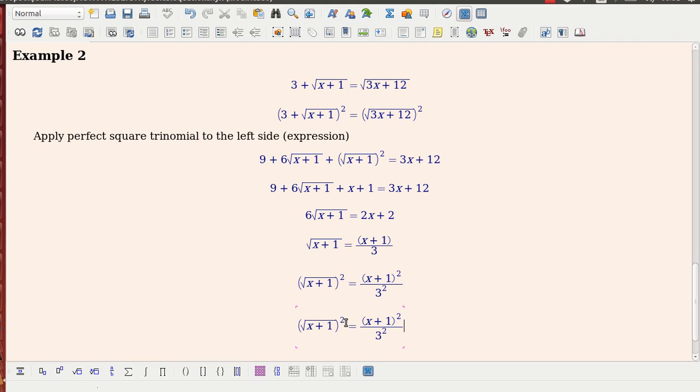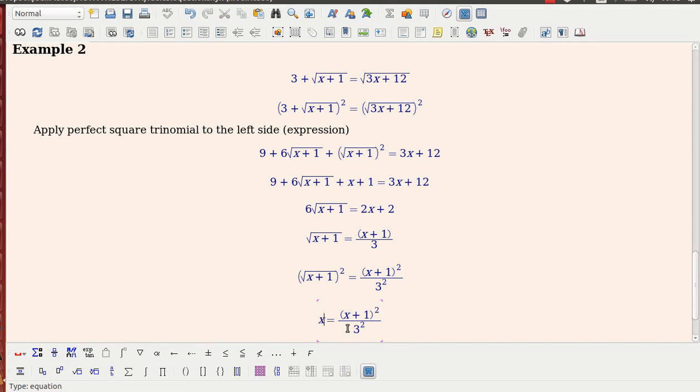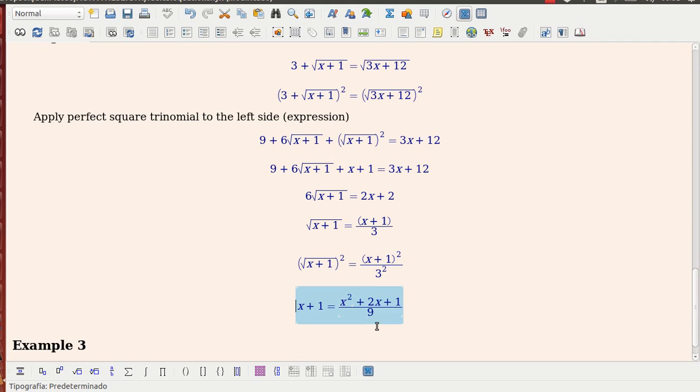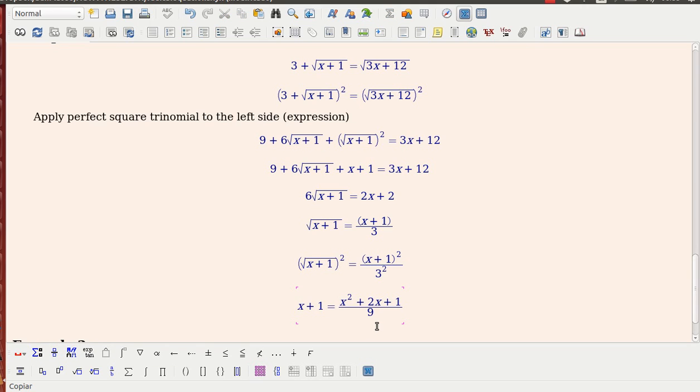Now, if I raise to the second power, this term becomes x plus 1. We get rid of the fraction, x plus 1. This term is a perfect square trinomial. X squared plus 2 times a, x, times b, 1, 2, plus 1. Divided by 3 to the second power, 9. Now we're going to simplify and combine like terms.